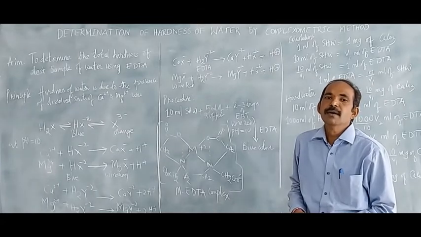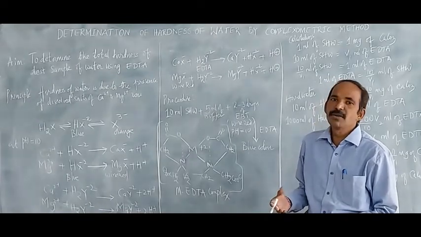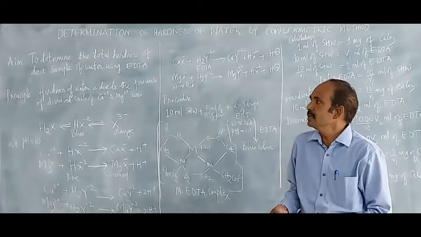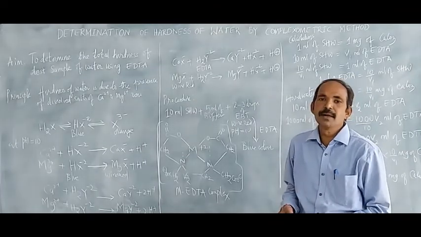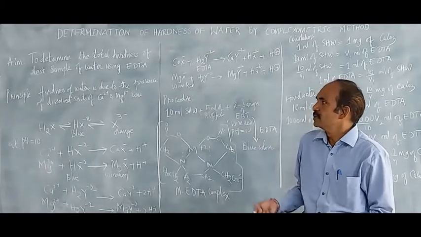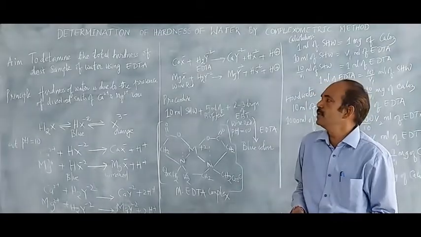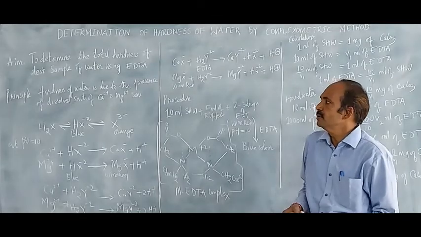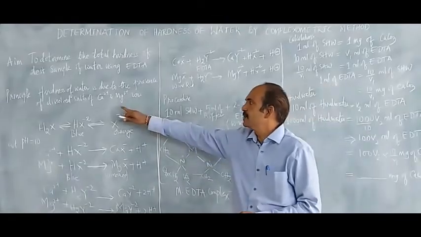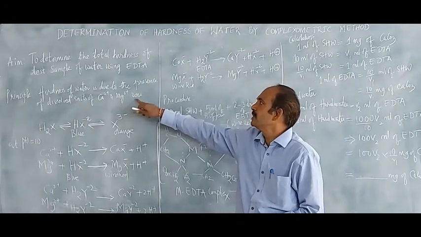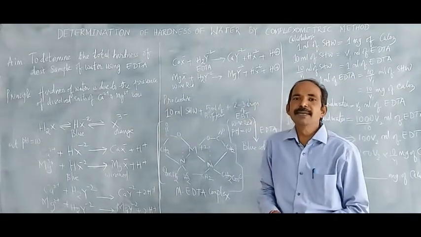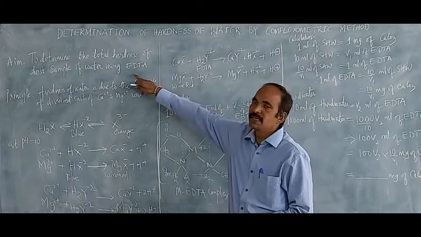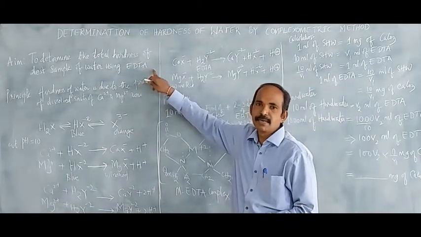We know that water is an essential component, important for all of us for surviving. So you have to determine the total hardness present in a given water sample. This hardness of water is mainly due to the presence of dissolved salts of calcium and magnesium. The amount of these calcium and magnesium ions present in the water can be determined by using the complexing agent known as EDTA, which is ethylene diamine tetraacetic acid.